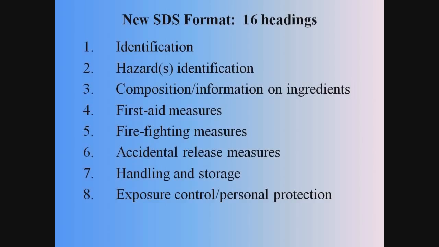In the new standardized format safety data sheets, the first thing that will be provided is an identification of the product or chemical. Next, the hazards within the product will be identified, and then the composition or other information will be provided about ingredients. First aid measures will be discussed, as well as fire fighting measures, and that will be followed by a section that discusses how to handle accidental releases.